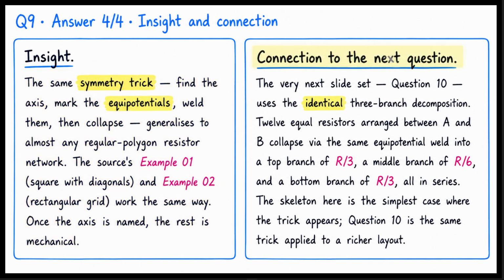Connection to the next question. The very next slide set, question 10, uses the identical 3-branch decomposition. 12 equal resistors arranged between A and B collapse via the same equipotential weld into a top branch of R over 3, a middle branch of R over 6, and a bottom branch of R over 3, all in series. The skeleton here is the simplest case where the trick appears. Question 10 is the same trick applied to a richer layout.